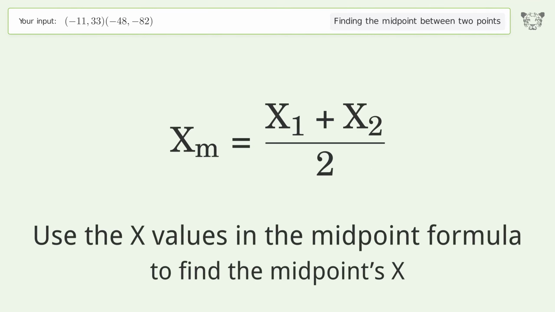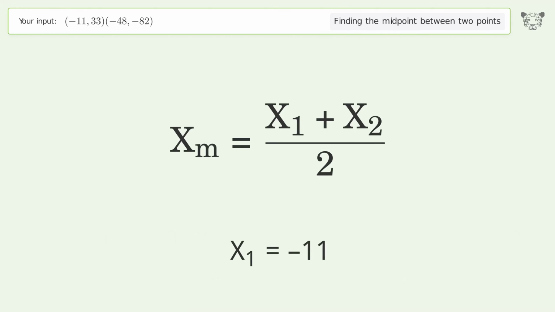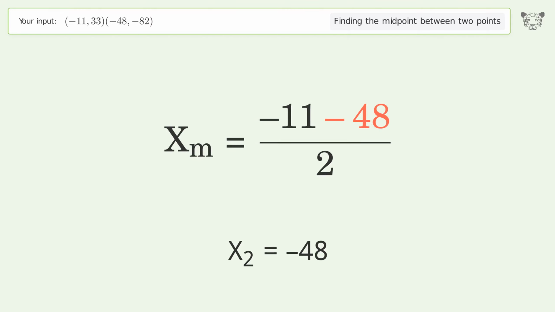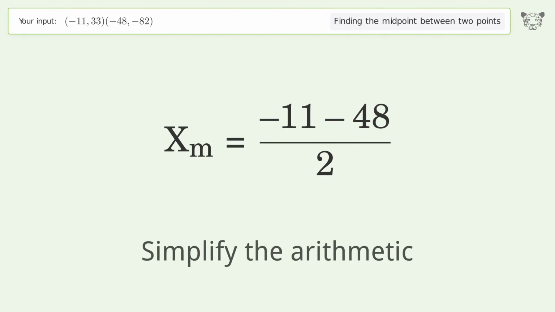Use the x values in the midpoint formula to find the midpoint's x. x1 equals -11. x2 equals -48. Simplify the arithmetic.